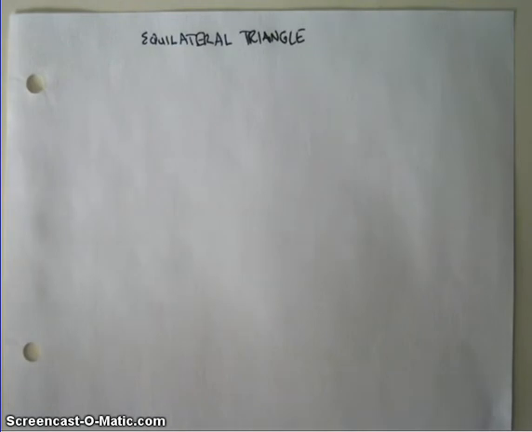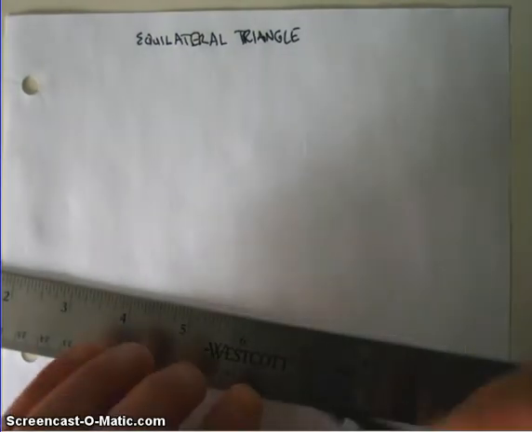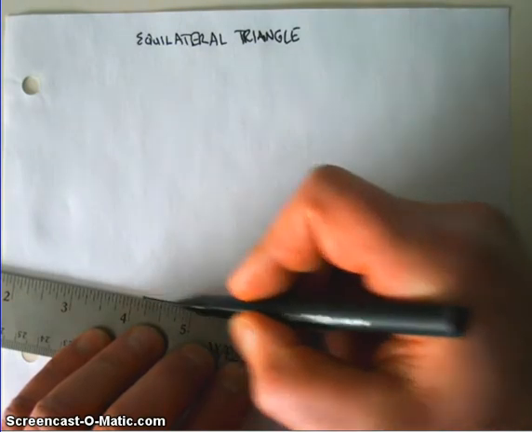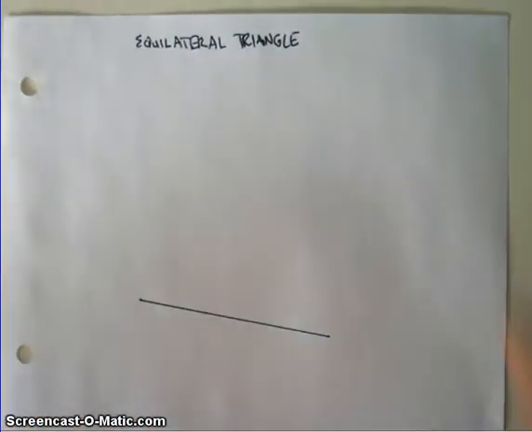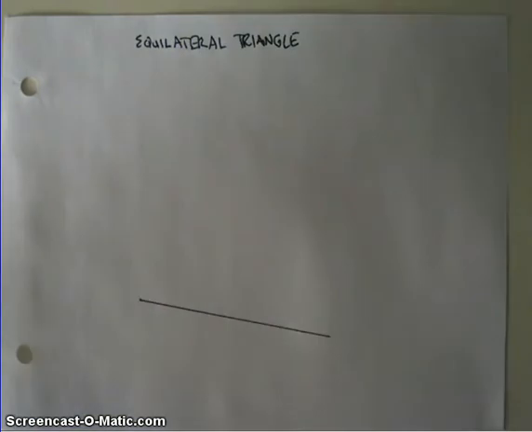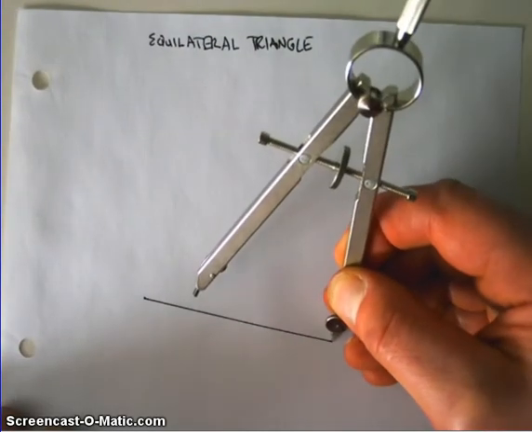So right now we're going to do an equilateral triangle construction using only a compass and a straight edge. So the first thing that you want to do is start with a segment of arbitrary length. It doesn't really matter how big your segment is. You don't want it gigantic and you don't want it tiny, but you just want to start out with a segment of arbitrary length.